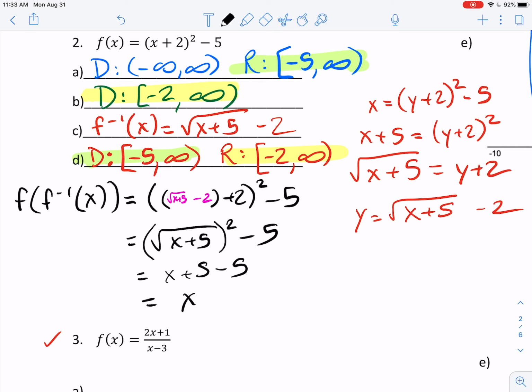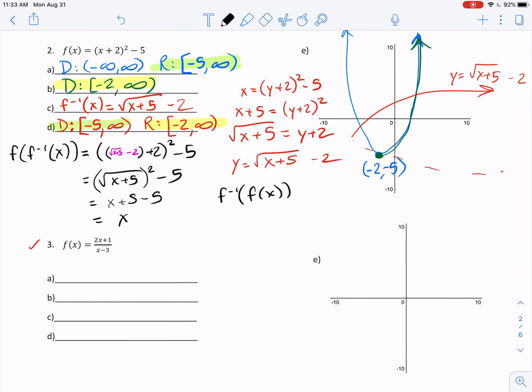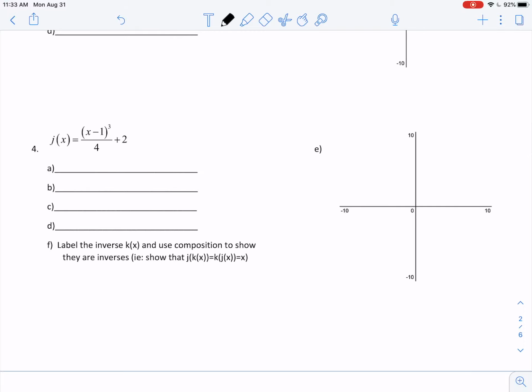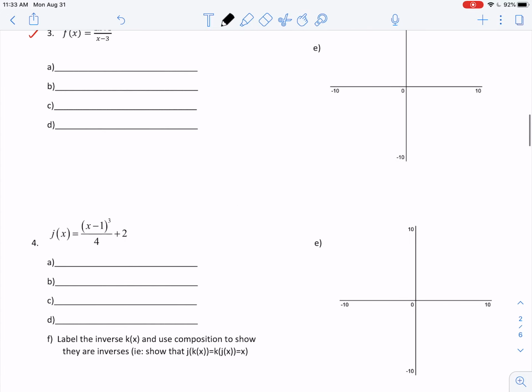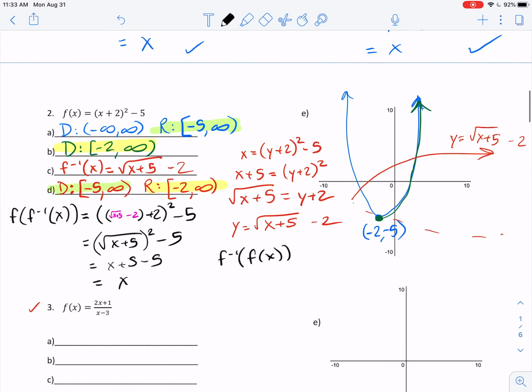Okay, technically, I need to do the inverse of f of x to finish my proof, but I'm running out of time. So this one, I know I have a video for number 3. I think I have a video for number 4. I'll see if I can, yeah, if I don't, I'll go look for it. Good luck. Practice, practice, practice, and I hope to post the key for you soon.